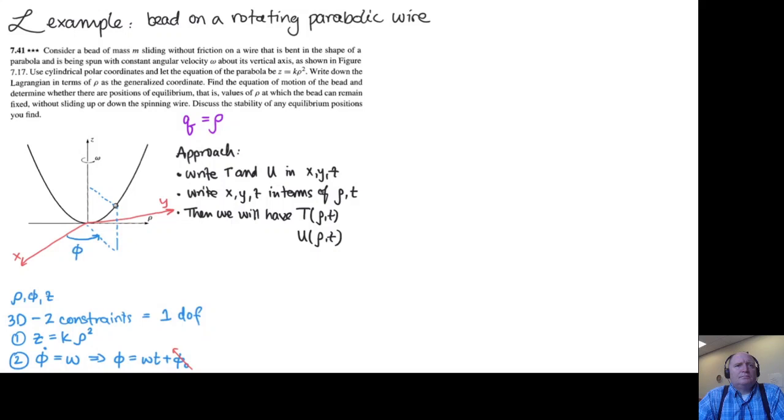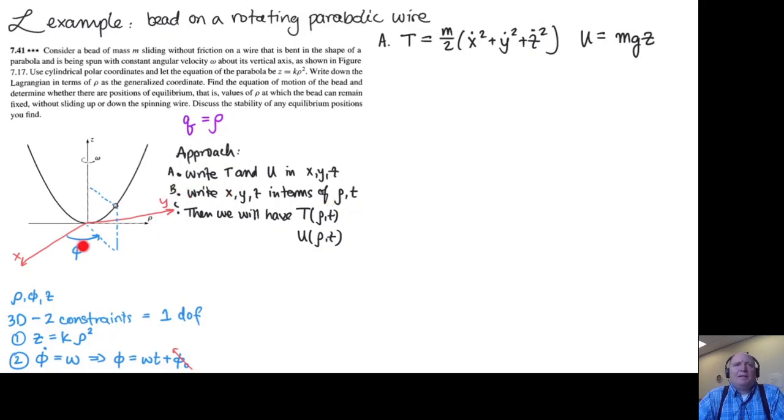And so given that, we'll call this steps A, B, and C. Step A is just to say that T is m over 2 times x dot squared plus y dot squared plus z dot squared, and U is mg times the height, and the height is simply z. Love that. Okay, so now we're on to step B, writing x, y, and z in terms of rho and t.